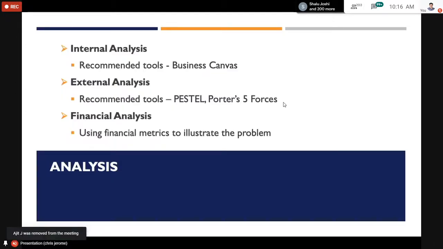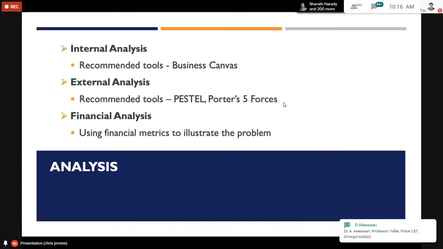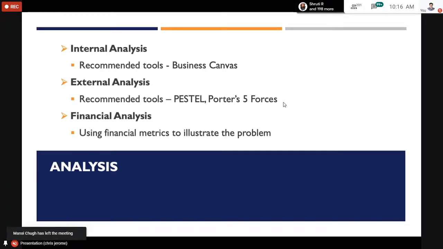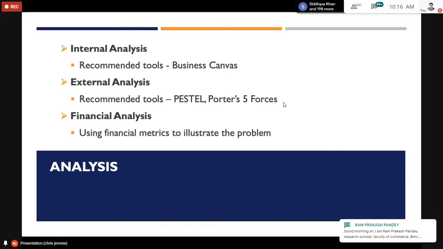Moving specifically, I promised that I'd look at some tools that could be used for analysis. For internal analysis, I recommend using the business canvas. I'll show you that in a few slides. For the external analysis, the PESTEL analysis and Porter's Five Forces are absolutely great. And financial analysis can be done using some financial metrics or financial ratios to illustrate the problem. All of this information is usually found in the case itself.